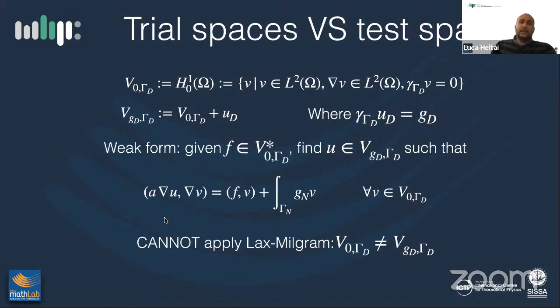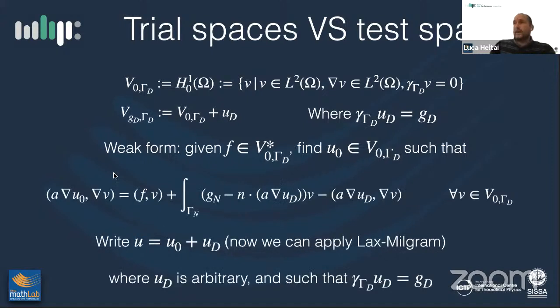And the way to proceed, in particular the trick to solve this issue, to come out of this impasse, is actually to rewrite the function u as split into two parts. One part which is known, the function that you're using here to translate your solution as an affine translation with respect to V0, and a function which is in fact belonging to V0 gamma D. So UD is arbitrary and gamma D of UD is equal to GD. If you do this, you'll have the same solution, but now you look for a solution which is in V0 gamma D, which is the same space for the test function. So this is a trick that is used very often.